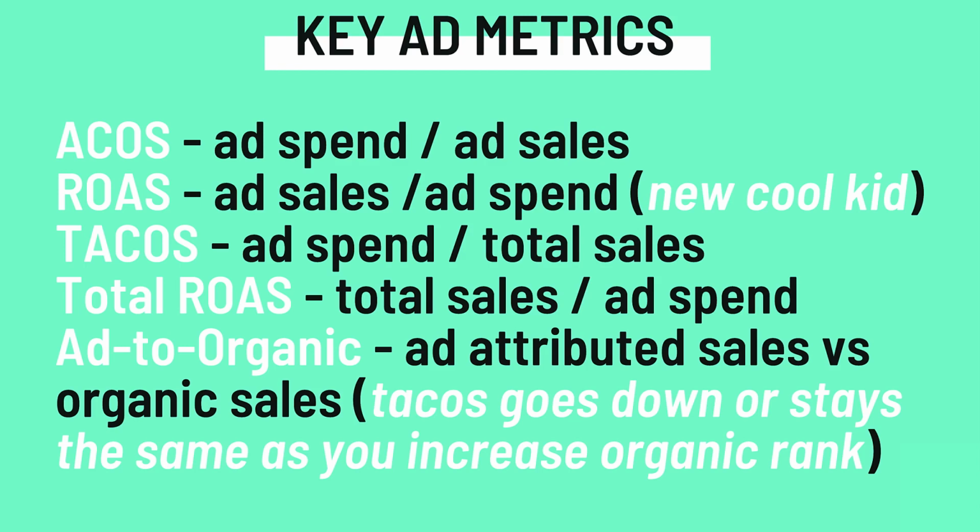There's also total ROAS, very similar to TACoS, but for ROAS, where you're basically taking total sales divided by ad spend. Then there's this ad to organic strategy, which is basically the ad attributed sales that we know come through the Amazon platform versus organic sales. So if TACoS goes down or stays the same as you increase organic rank, that's ultimately what we want to achieve with our Amazon pay-per-click.